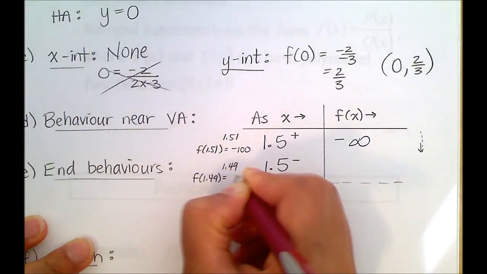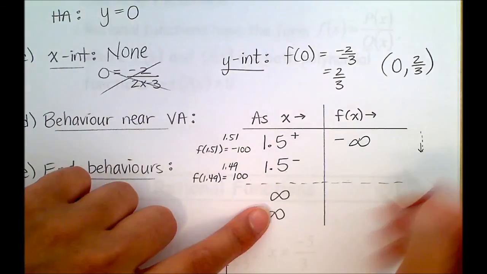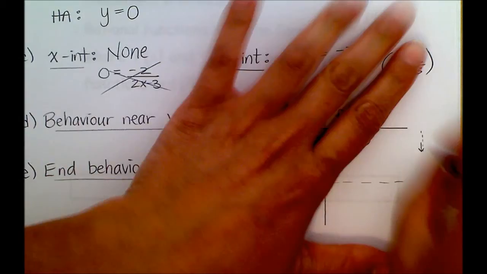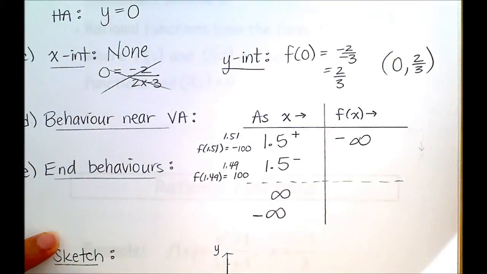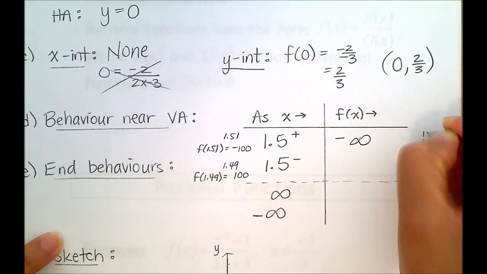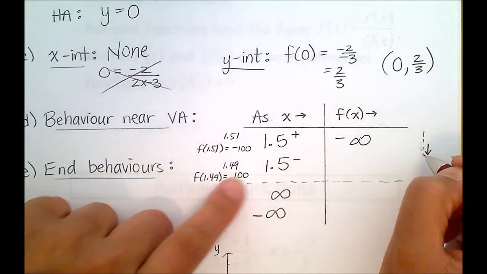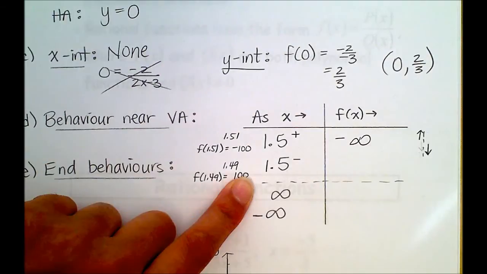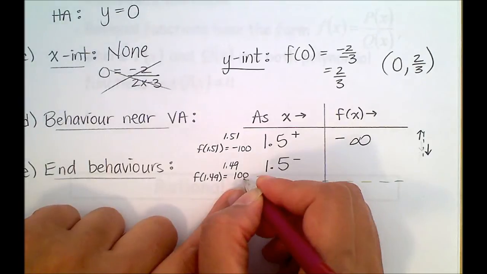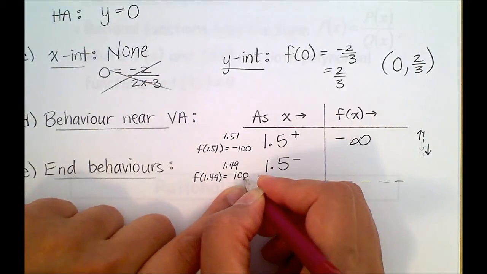So what that tells me is slightly to the, oops, I think I did this backwards. I did do it backwards. So if I look at 1.5, slightly to the right of it, it's approaching negative infinity. And slightly to the left of it, it's approaching positive infinity. So it's doing that on the two ends of the vertical asymptote. Because this number is positive and is quite large, it's approaching positive infinity.